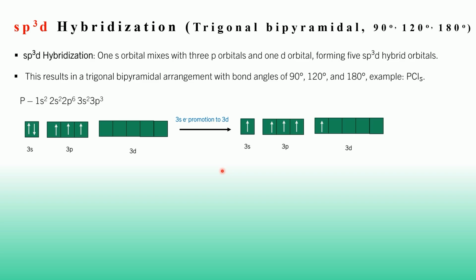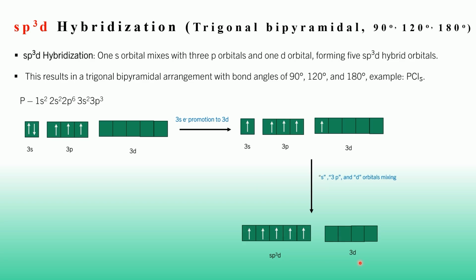Next, orbital mixing. 1 s orbital, 3 p orbitals and 1 d orbital mixed together to form 5 sp3d hybridized orbitals. The remaining 4 d orbitals are empty and all 5 sp3d hybridized orbitals are occupied with 1 electron. Now on the phosphorus atom, all 5 sp3d hybridized orbitals overlap with 3p atomic orbitals of each chlorine to make 5 P-Cl bonds.